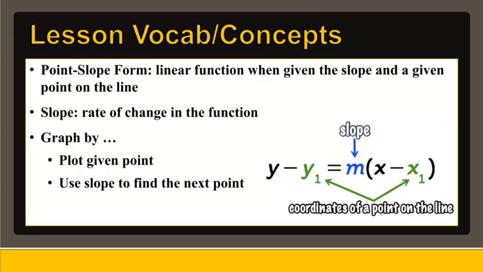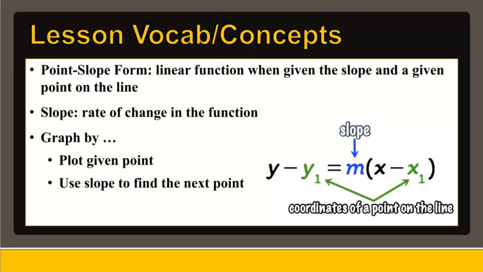So first off, point-slope form is just another way of writing a linear function, where this time you're given the slope and a given point on the line. We've already gone through slope-intercept form, and slope-intercept form is y equals mx plus b. Point-slope form would be in the form of y minus y1 equals m times x minus x1, where your x1 and your y1 is the given point. Again, the slope is just the rate of change that's identified in slope-intercept form or in point-slope form as m.